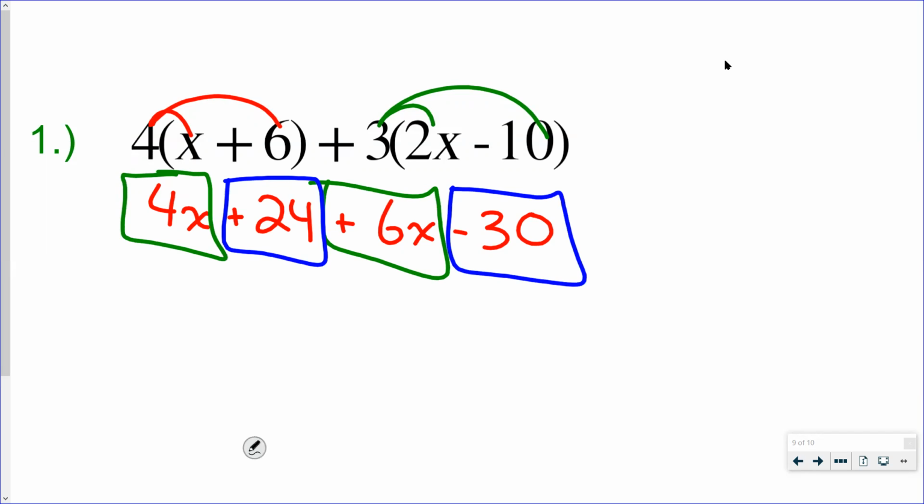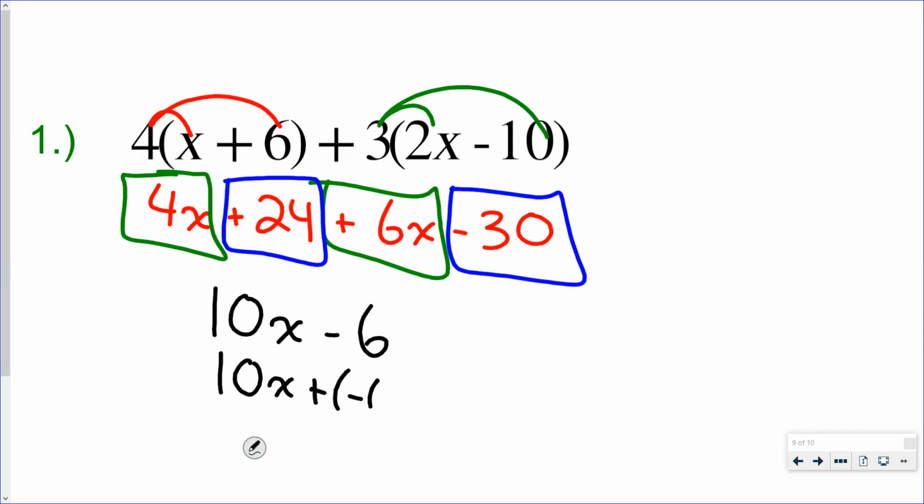So now we have to combine like terms. 4x and 6x gives us 10x. 24 and negative 30 gives us negative 6. Or you could have 10x plus negative 6. These two are equivalent. They mean the same thing. So just because we do distribution doesn't mean we're done. We need to double check to make sure we have everything simplified, meaning there are no more like terms.